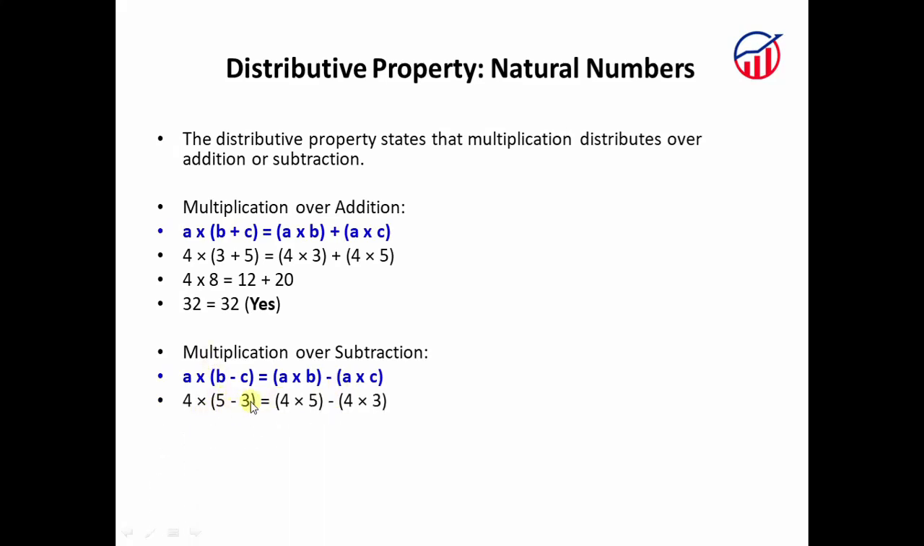So when you solve the brackets first, you'll have 2 over here, 20 over here and 12 over here. So you see 4 into 2 is 8, and 20 minus 12: 4 5s are 20, 4 3s are 12, is also 8. So you have 8 on the LHS, 8 on the right hand side. So yes, the distributive property for multiplication over subtraction also holds good.